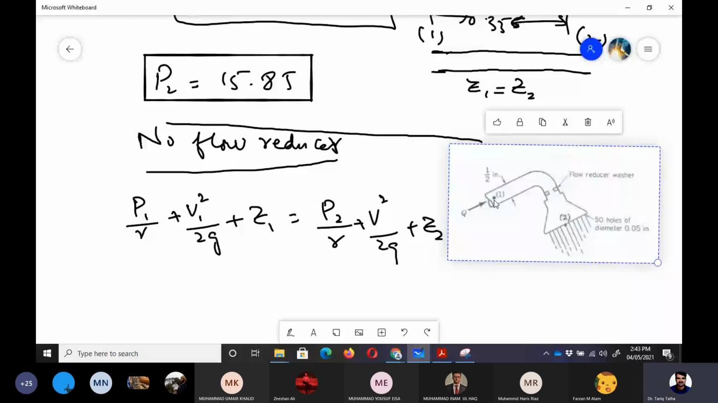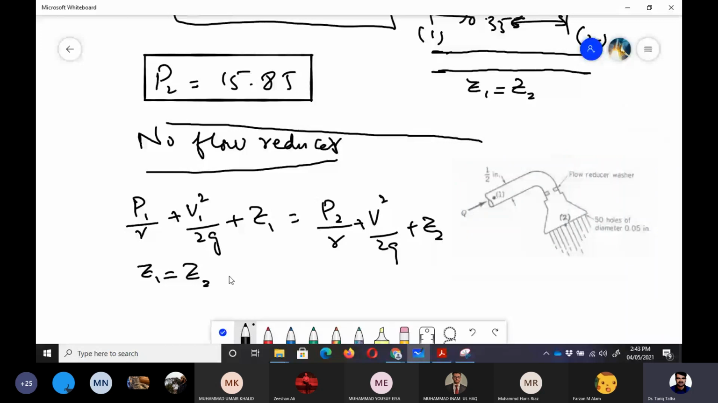Right. So in this case, first of all, we would assume that Z1 is equal to Z2 because we don't know the value; they haven't given the elevation difference. Then second thing, we can say that the static gauge pressure at the outlet P2 is atmospheric, because it is going into the atmosphere. So the gauge pressure would be equal to 0. We are not talking about absolute pressure but the gauge pressure. P2 is equal to 0.